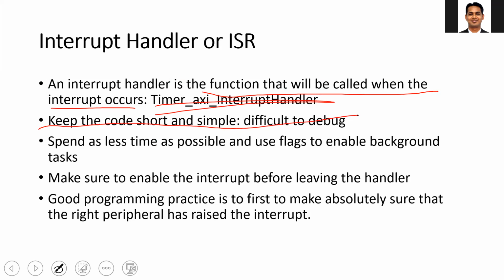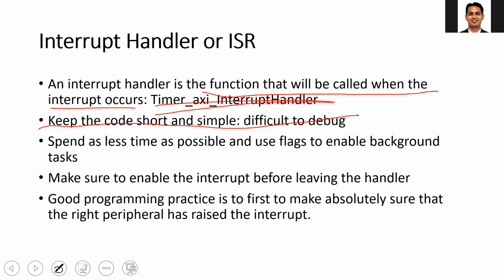And it's very difficult to debug these codes because these are executed not all the time. These are executed only when certain conditions are met. So you need to make sure that these are simple and as short as possible. You should not spend a lot of time in this function. Whenever an interrupt happens, your ISR's execution should complete as quickly as possible so that you go back to your user code. So you should not write a very complex ISR.